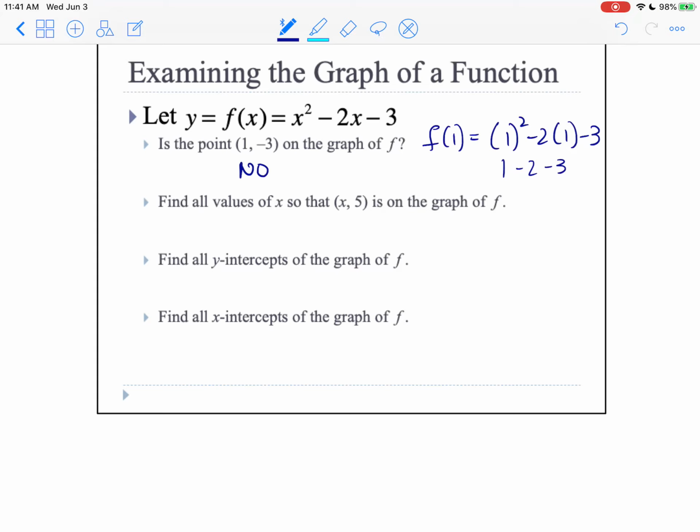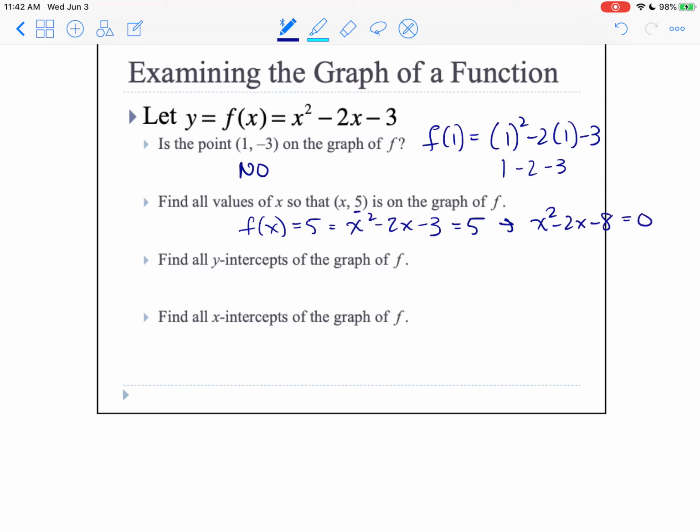All right, so that was easy enough. Now let's find all the values of x so that x comma 5 is on the graph. Okay, so 5 is the output. So we want f of x to equal 5. And we know that f of x is equal to x squared minus 2x minus 3. So we want x squared minus 2x minus 3 to equal 5. So let's subtract 5, and that gives us x squared minus 2x minus 8 equals 0.